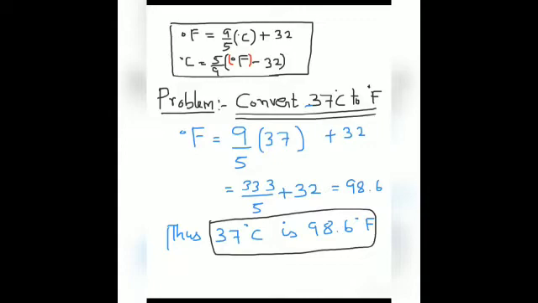How will you convert 37 degrees Celsius to the Fahrenheit scale? We can use the formula: degree Fahrenheit is equal to 9 by 5 into degree Celsius plus 32. So degree Fahrenheit is equal to 9 by 5 into 37 plus 32. So what value are you getting? 333 by 5 plus 32, which is equal to 98.6 degree Fahrenheit. So 37 degree Celsius is equal to 98.6 degree Fahrenheit, which is the human body temperature. Understand?